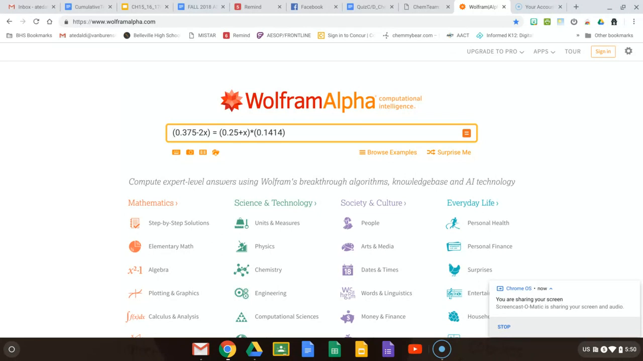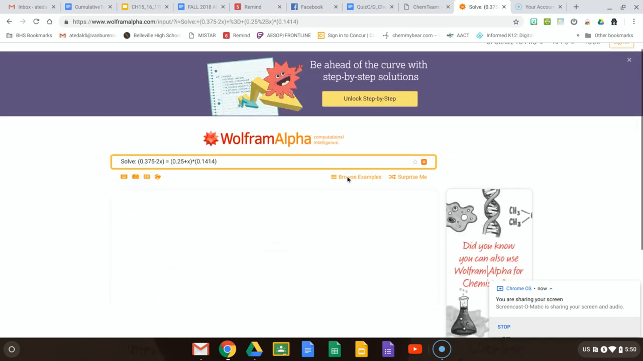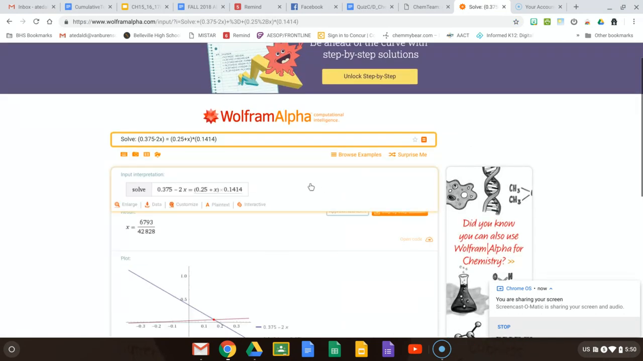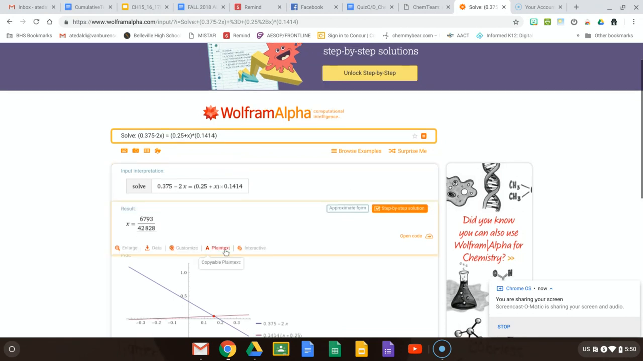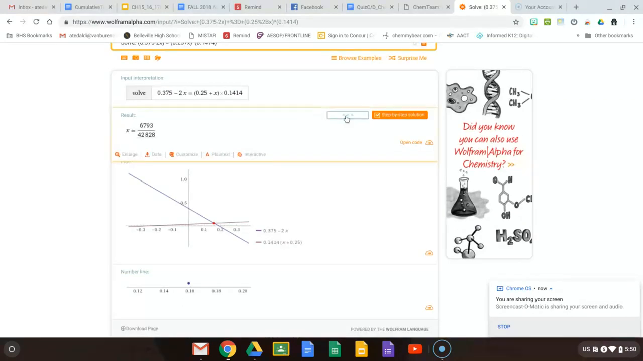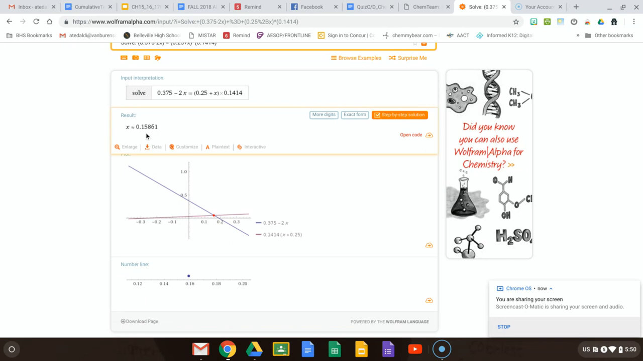So if you want Wolfram Alpha to solve equations, you would just write the word solve, semicolon, and then you could plug in whatever and hit equal. And then it would automatically start solving it for you. And it doesn't really solve it in an approximate form, but if you click on it, boom, it gives you the value of x.